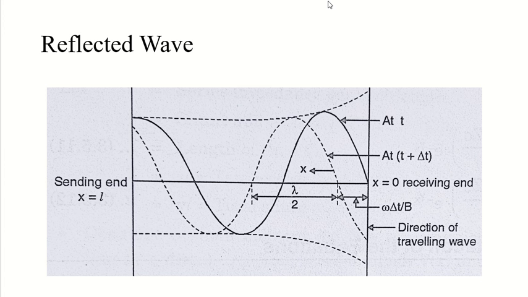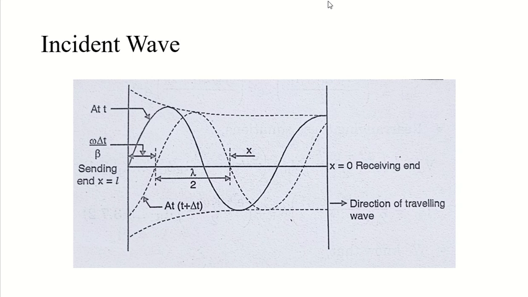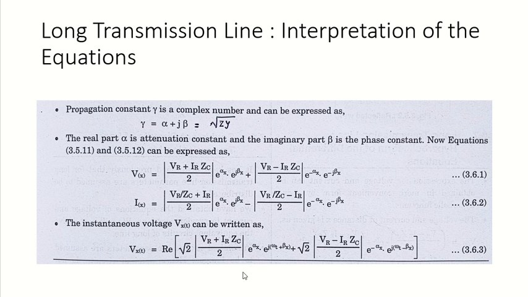And the equation which we saw, the equation of instantaneous current, will be similar to the voltage equation, as you can see here, because based on this equation we got this equation. So based on this current equation you can also get the similar equation, right?